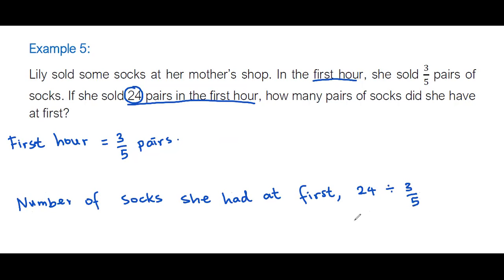So, and we should have 24 times what fraction? 5 out of 3. And then we divide 3 by 3 to get 1, and 24 by 3 to get 8. And then 8 times 5, we get 40. So it means that she had 40 pairs of socks at first. Okay?